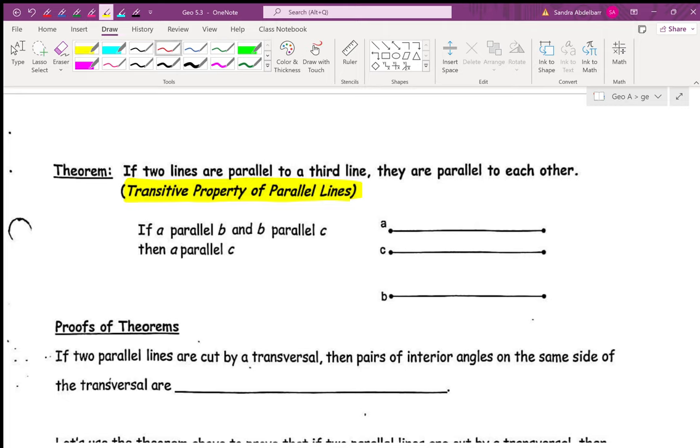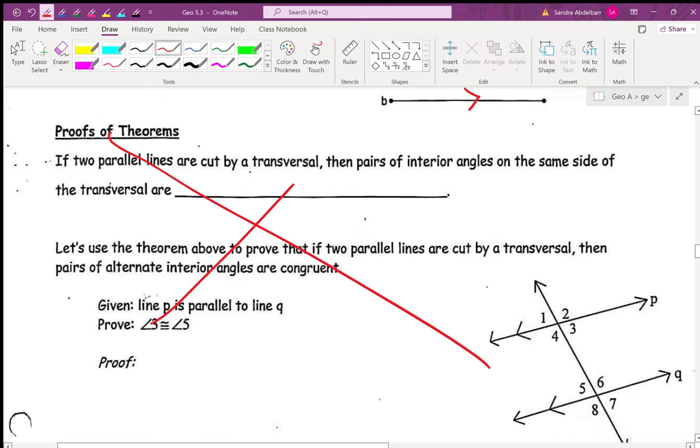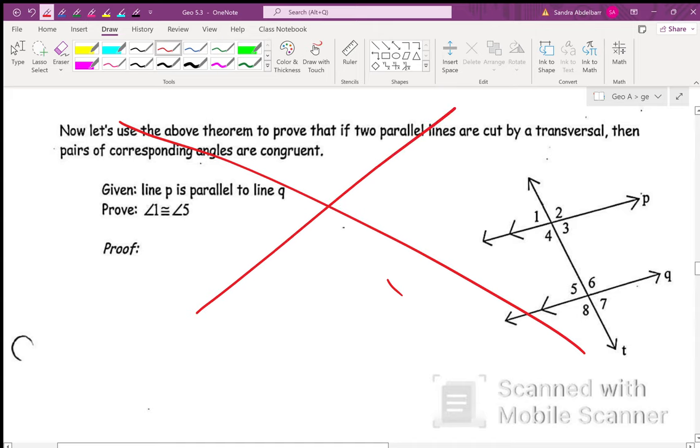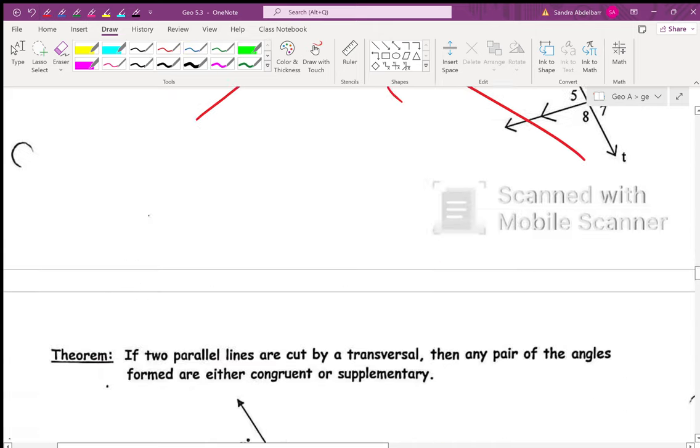So if I tell you that A is parallel to B, but I also tell you that B is parallel to C, can't we conclude that A is parallel to C? That's the transitive property of parallel lines. All right, I'm not going to waste our time by proving any of these theorems. Let's cross this all out. We're just going to practice them. So cross out that one, cross out that one.